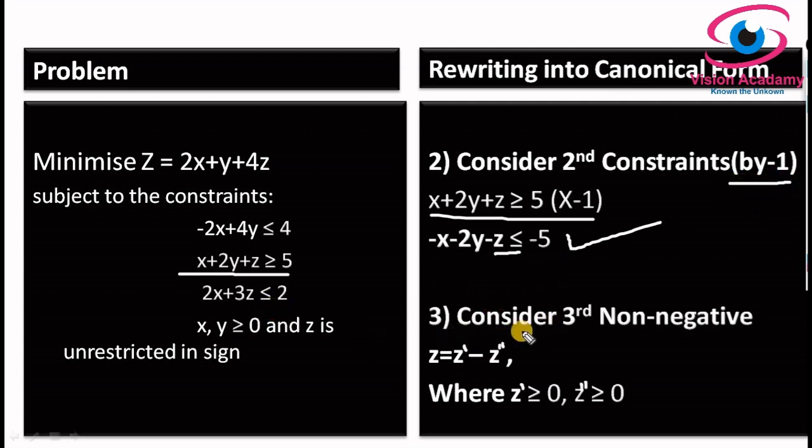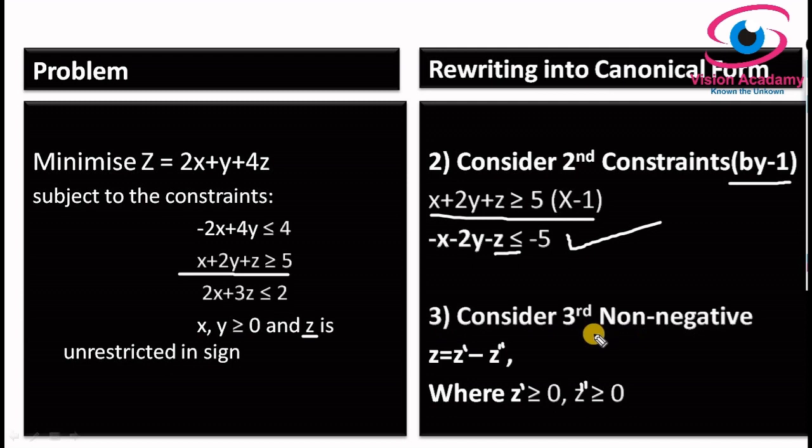So in the third step I will consider the non-negativity. x and y are in the desired form. The x and y are restricted and z is unrestricted in sign. So if it is given as unrestricted in sign, we will take a difference of two restricted variables. So z is a decision variable, not a maximization. x, y, z are decision variables.